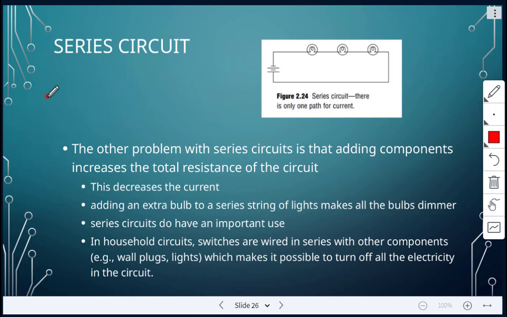But they do have an important use in household circuits. Switches are wired in series with other components, like wall plugs and lights, and it makes it easier to turn off all the electricity in the circuit. Here this example is again showing a series circuit. There's only one pathway for the current to flow. It has to flow through each of the bulbs and so on. If one of the bulbs stops working, all the bulbs will stop working.